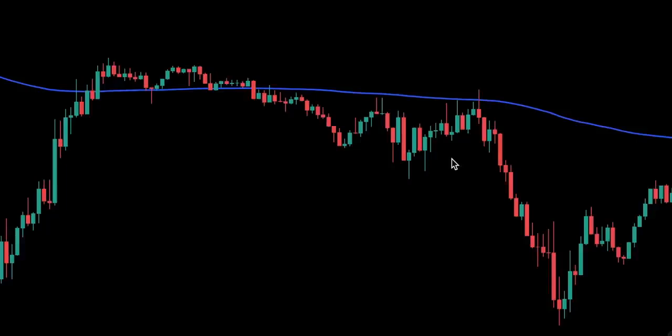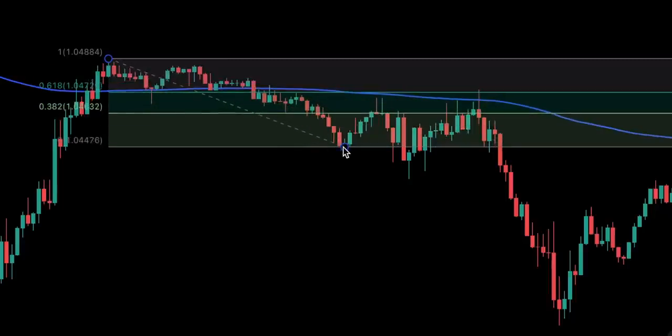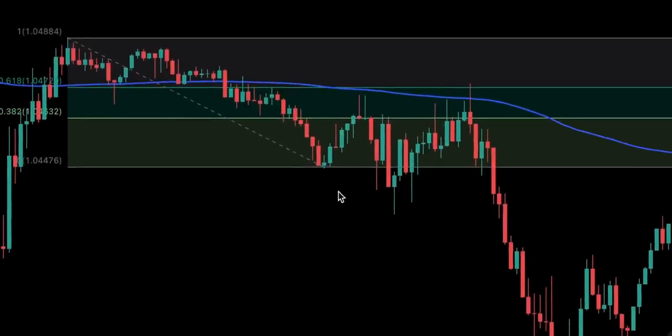Second, we need to draw the Fibonacci retracement tool from the recent swing high to the recent swing low. Third, the price action has to pull back into one of these two Fibonacci levels, and it also has to touch the exponential moving average. As we all know, the EMA acts as a support and resistance, so this is literally a double confirmation that the price is more likely to reverse.